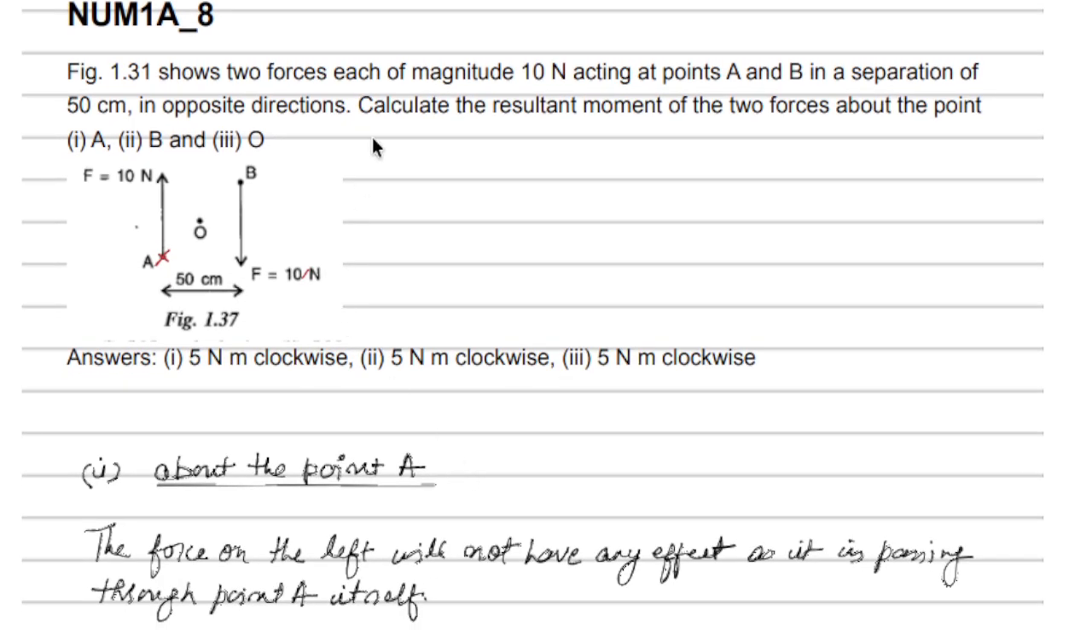Okay, let's see the next question. Here is the diagram. Two forces, each of magnitude 10 Newton, acting at points A and B, separated by 50 centimeter, in opposite directions. Calculate the resultant moment of the two forces about the points A, B, and O. So this is the A point, this is the B point, and this is the O point, and we have to calculate the moment about each of them. So let's start with the point A.